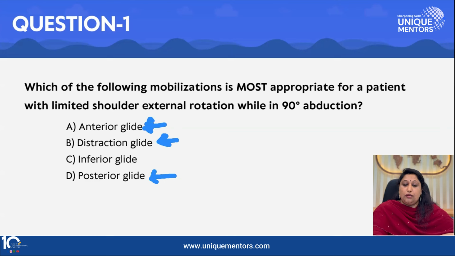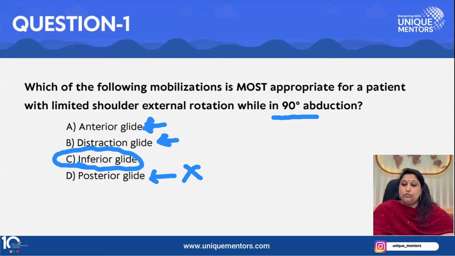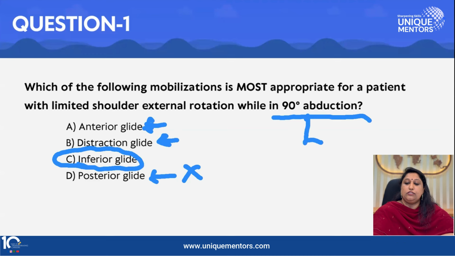Coming to the posterior glide, it usually improves the flexion only. So that can be ruled out completely. So now you have the leftover option, that is inferior glide, which becomes your right answer. Now see, as I told you, the key point here is 90-degree abduction. So in 90-degree abduction, the shoulder's primary restraint is the inferior glenohumeral ligament. So to stretch this inferior glenohumeral ligament, you have to go for an inferior glide.